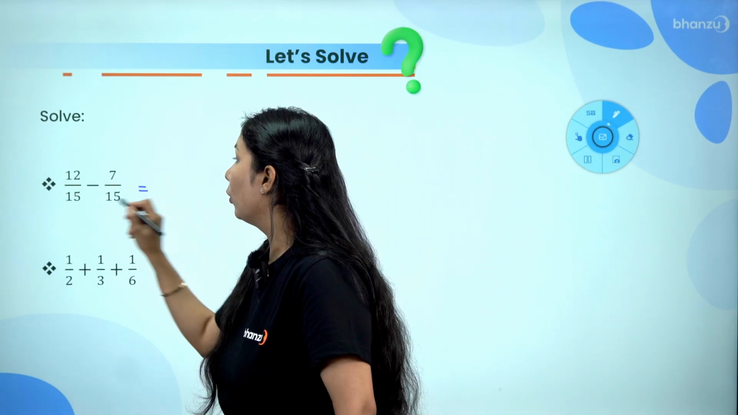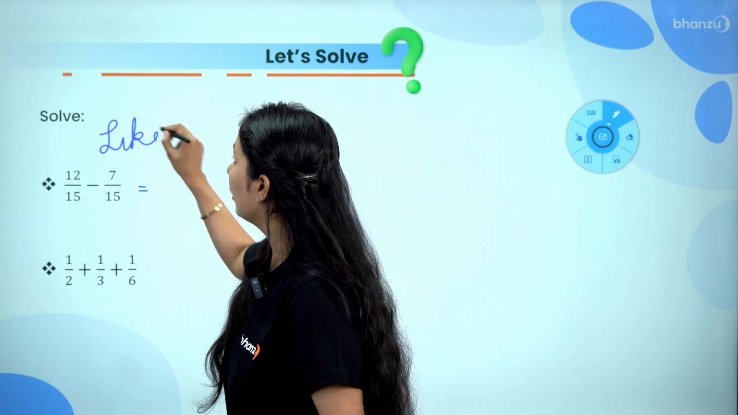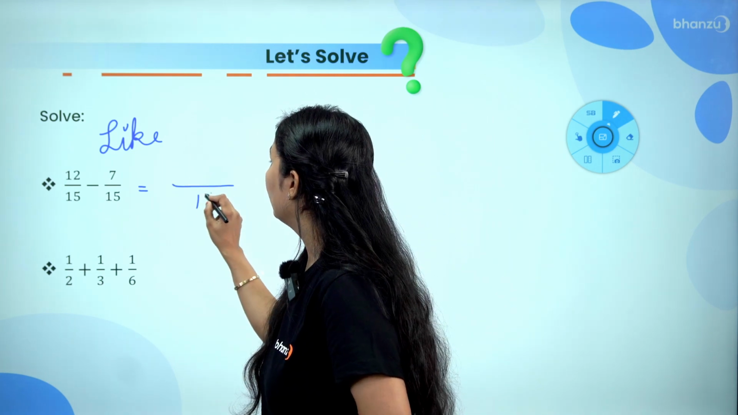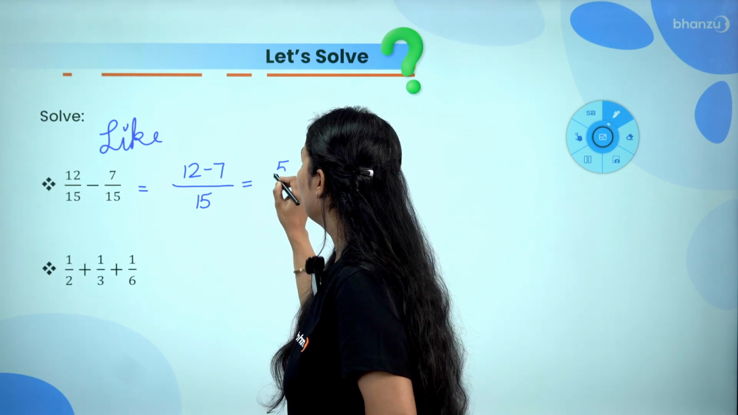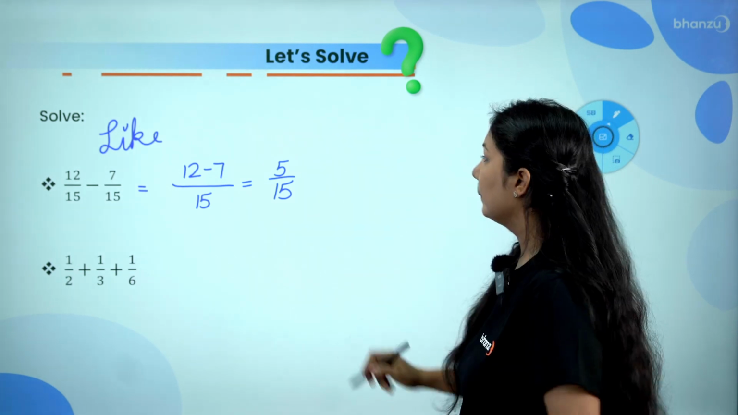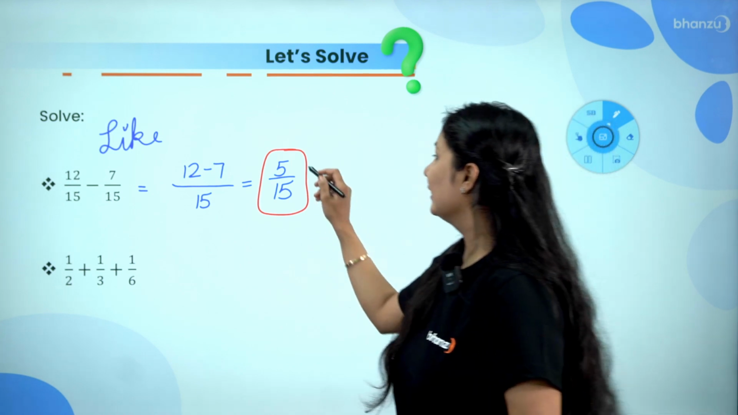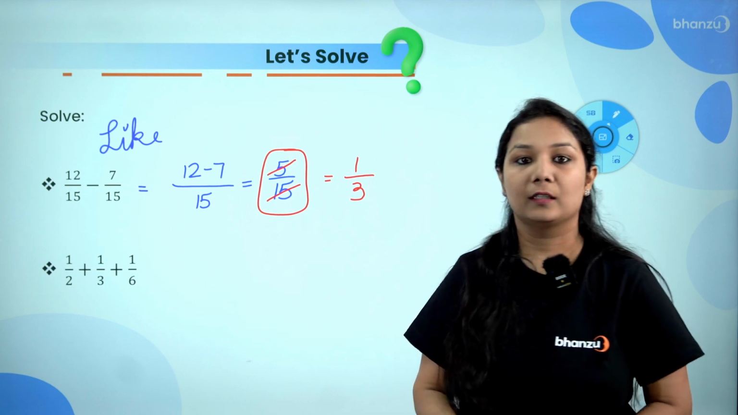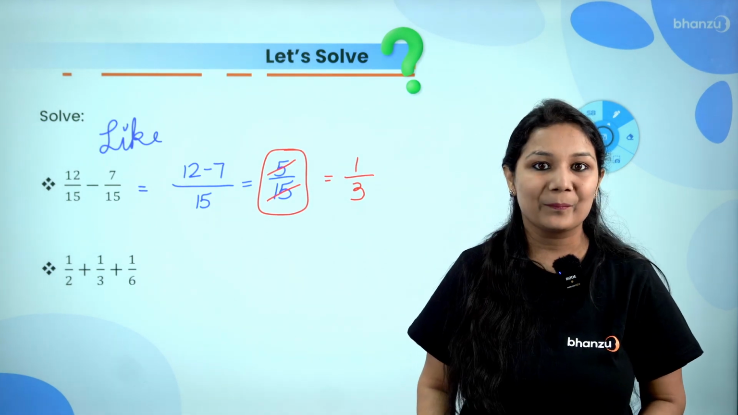First of all, what type of fractions are these? Ma'am, they are like fractions because the denominators are same. So taking the denominator common, subtract the numerators. So you will get 5 upon 15. Now you can see over here, there can be one more concept. They have a common factor. So cancel it out. You can have 1 by 3 as the final answer. So always try to simplify your final answer, right?